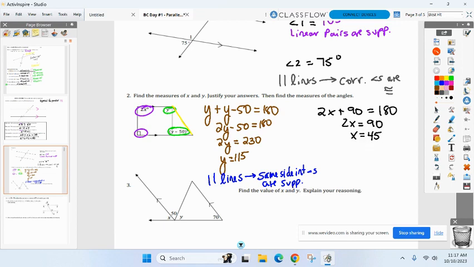45 for x. And reasoning, well, we don't have to write it over, but it would be the same justification, right? Because they're same side interior.